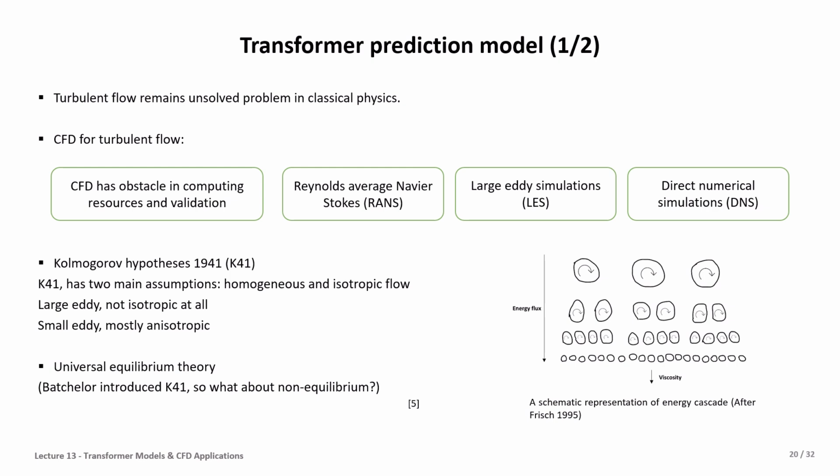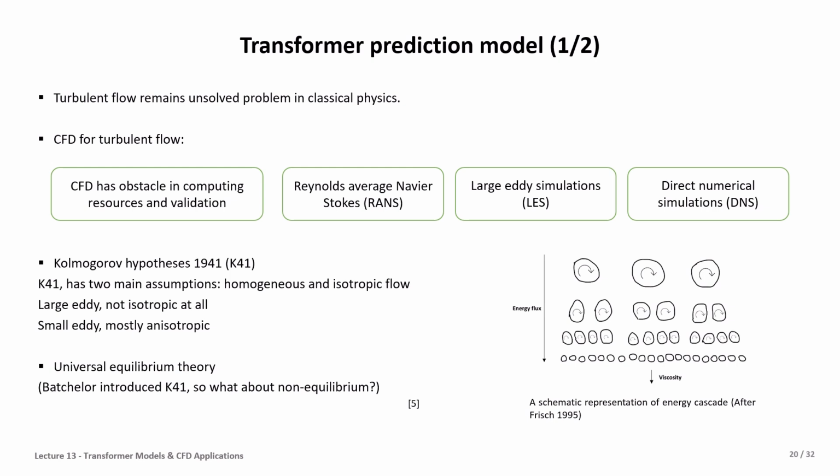And also regarding the universal equilibrium theory, there are some challenges, which Batchelor, for example, introduced to the Kolmogorov hypothesis on the universal equilibrium. So when we have a non-equilibrium system, what's happening? And this figure presents a nice picture of the energy cascade, how from the large-scale eddies the energy transfers to the small ones and splits into smaller scales. So this is the base and fundamental hypothesis available in turbulent flow.